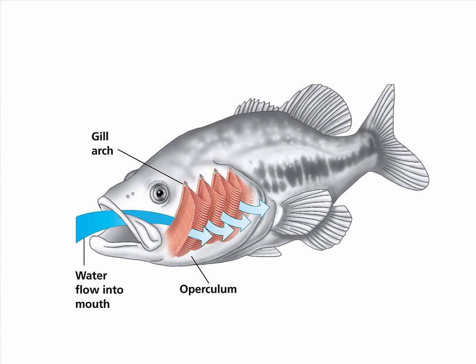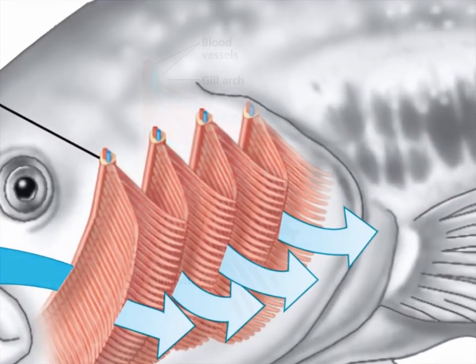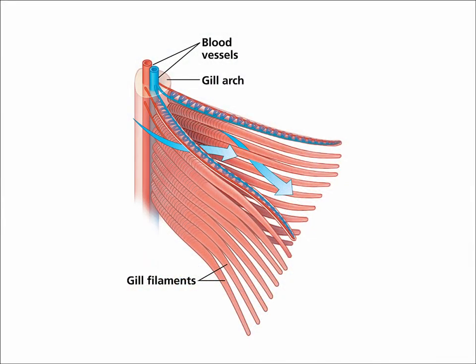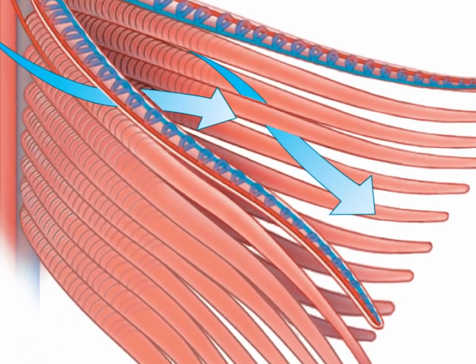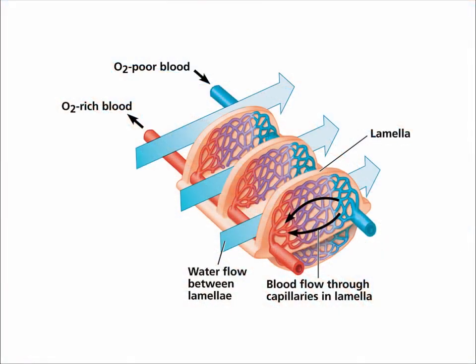Here, the blue arrows show the flow of water into the mouth, over the gill arches, and out. Let's take a closer look at how gas exchange occurs in the gills. The gill filaments are made up of lamellae, and you can see, in this closer view, that the lamellae are a series of flattened plates. Water flows past the lamellae in this direction, and blood flows through capillaries in the lamellae in the opposite direction.